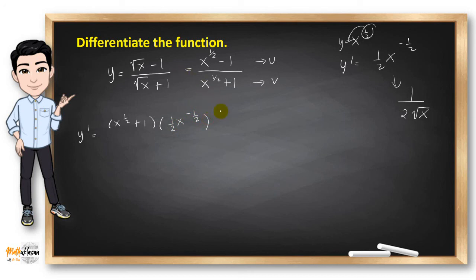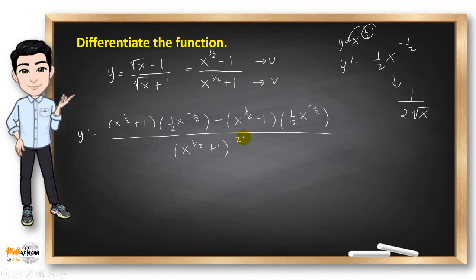Ayan. And then, minus, this time, kakopy ko naman ito, x raised to 1/2 minus 1 times derivative nito. Kung mapapansin nyo, parehas lang naman. So, kukopyahin ko lang yung 1/2 x raised to negative 1/2. Ayan. Then, we have ito, x raised to 1/2 plus 1 quantity squared. At this time, meron tayong gagawin na factoring. So, remember, kung meron tayong AB minus AC, pwede nating i-factor out yung A dyan, di ba? Para maging B minus C na lang to.